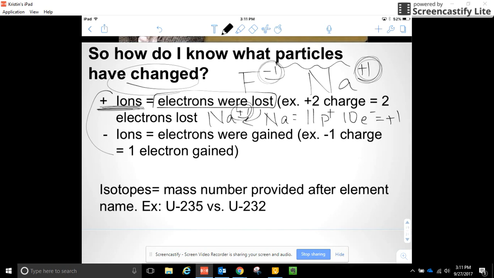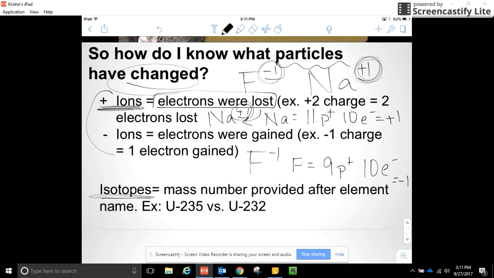And then if we have something like fluorine minus 1, fluorine normally has 9 protons. But if it has a minus 1 charge, that means now it has 10 electrons, giving an overall charge equal to negative 1. So again, it's kind of that opposite thing with the ions.